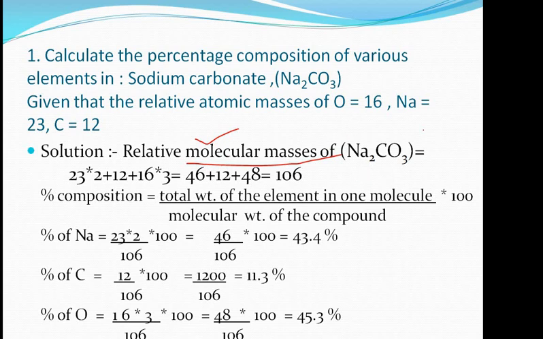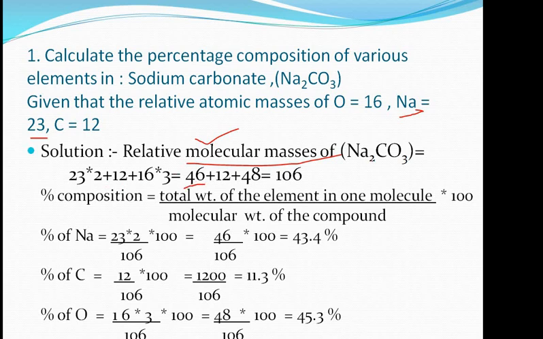Okay, now the molecular mass, how are you going to calculate it? It is the sum of the atomic masses of the total number of atoms present in a molecule. You just add the atomic masses of all the elements present in a molecule and you will get the molecular mass. In the case of sodium, its atomic mass is already given in the upper section, that is 23. There are 2 sodium atoms present, so 23 into 2 becomes 46, right?